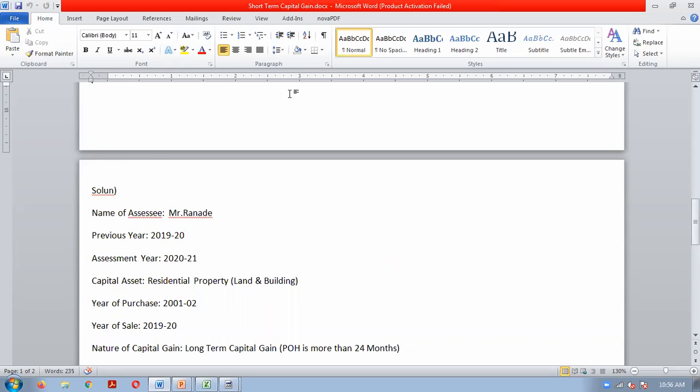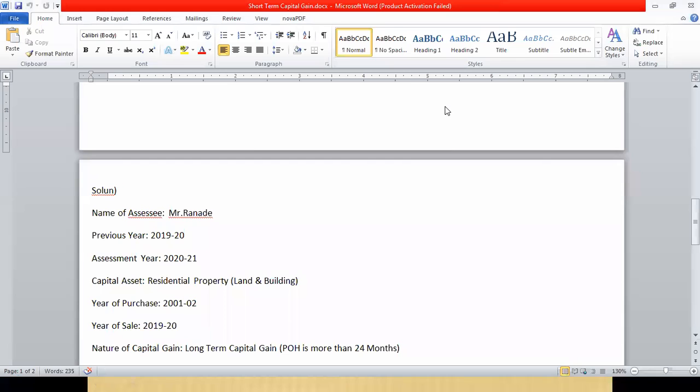Understood everybody this much, and noted why it will be long-term? Because the period of holding is 18 years, so obviously it will be long-term. Okay. Everybody noted down also.